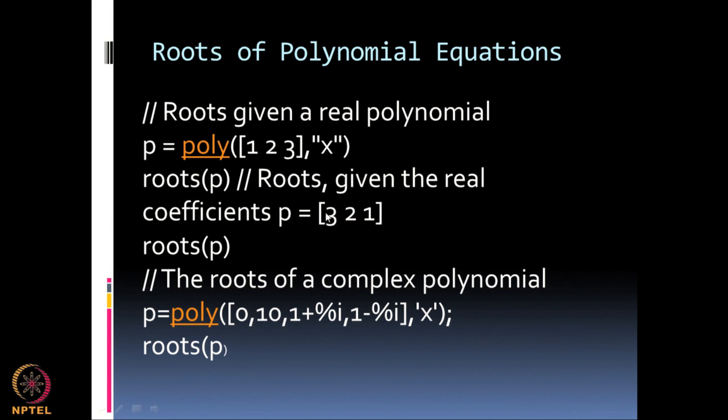Suppose I want a third order polynomial, I will say p equal to 3, 2, 1, 4. So, if there are 4 terms, the first term will be the x cube term. So, you give the coefficients of the polynomial. When you say roots p, it will give you all the roots of the polynomial.